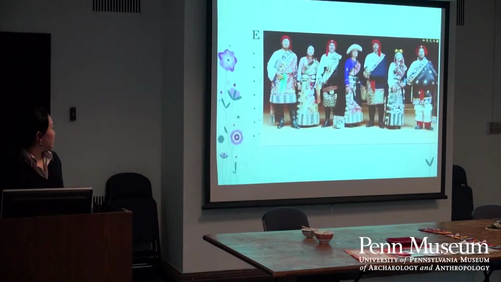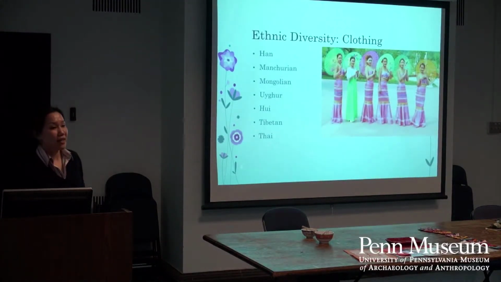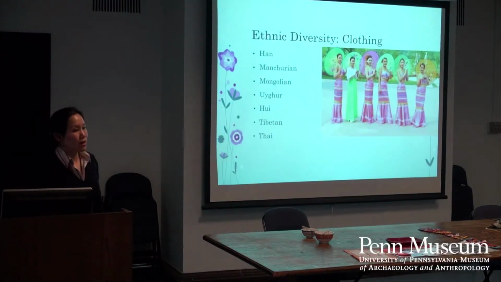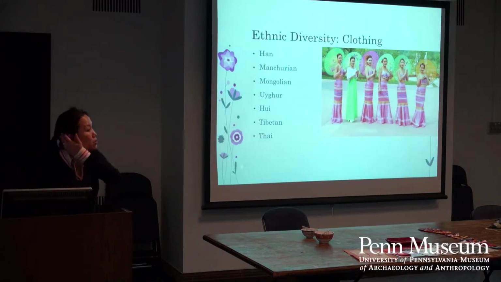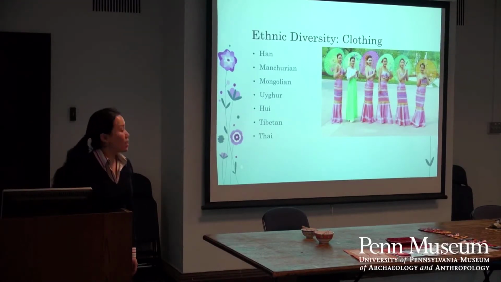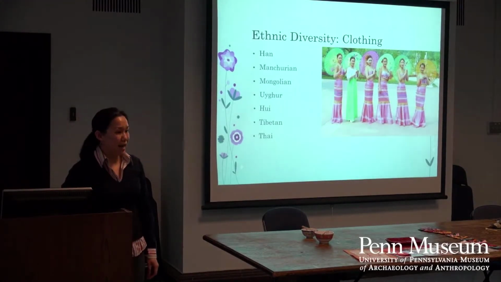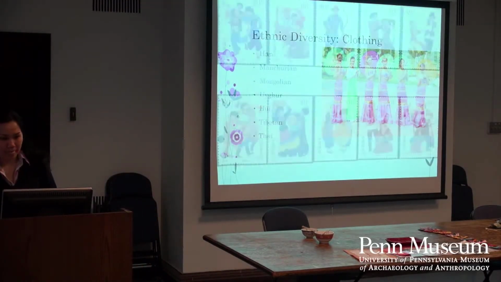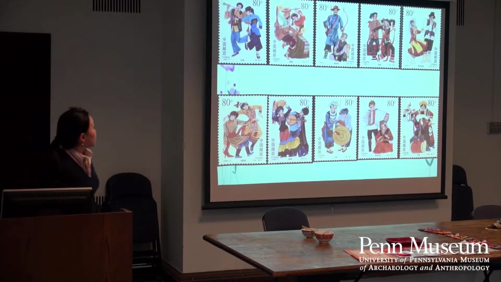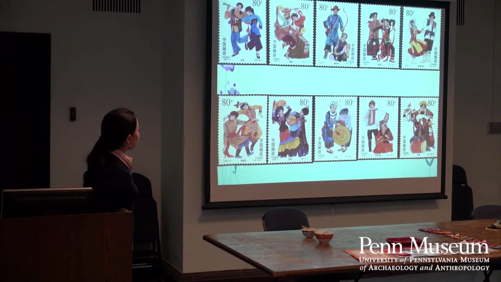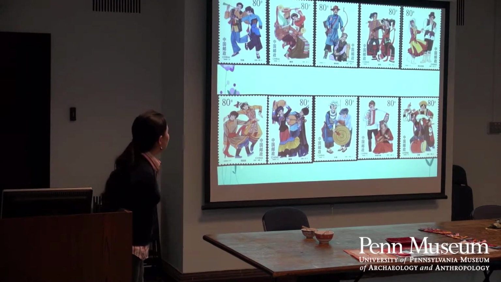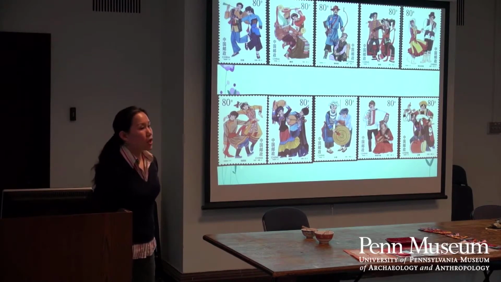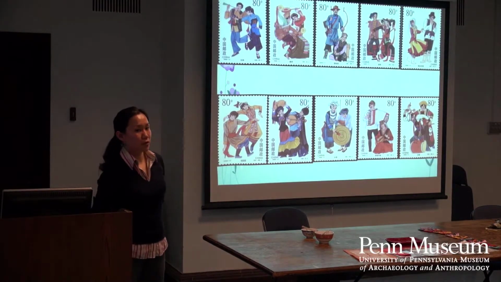And then here's the ethnic Thai in China, who live in southwestern China in the province called Yunnan. They actually share a much more similar religion, culture, and language with people in Thailand than Han people in China do. And this series of stamps was issued by the Chinese government a couple of years ago to showcase the different clothing of these 55 ethnic groups.